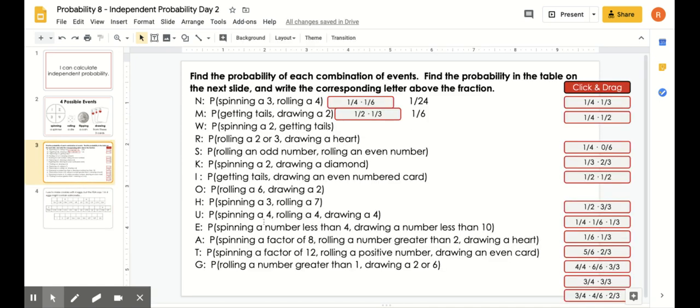Let's do one more. Let's do one towards the bottom. Let's do letter A down here. Spinning a factor of 8. A factor is a number that you could divide into 8. So you could divide 8 by 1, by 2, by 4, and by 8.